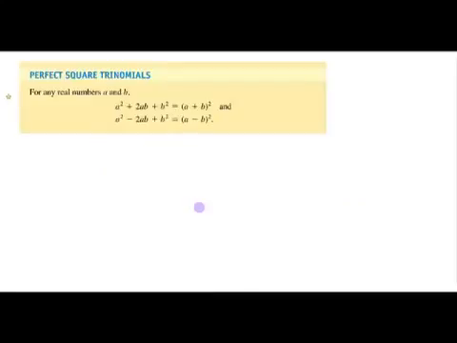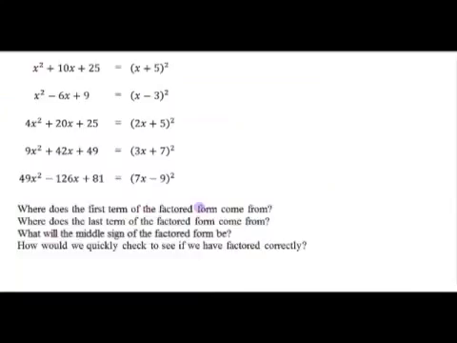Perfect square trinomials. For any real numbers a and b, a squared plus 2ab plus b squared equals a plus b quantity squared, and a squared minus 2ab plus b squared equals a minus b quantity squared. Here are some examples of perfect square trinomials. Perfect square trinomials will always factor as a binomial squared. Okay, when we were squaring binomials, then we always got 3 terms. So we're just taking this backwards.